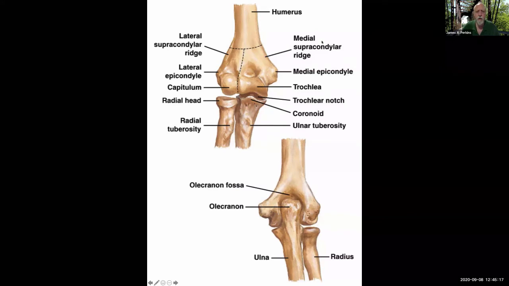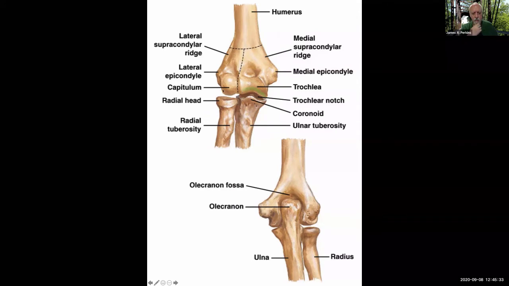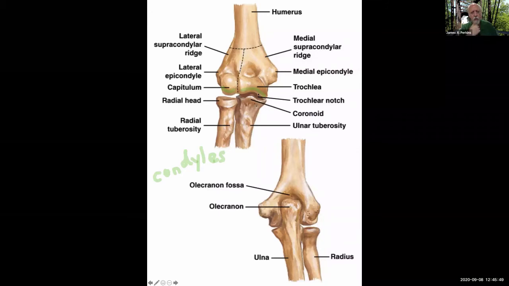First of all, at the distal end of the humerus, you have a pair of surfaces that form the elbow joint. And collectively, these are referred to as condyles. So I'll write that out here. Not very clear, but condyles. A condyle refers to an articulating surface or a joint surface at the end of a long bone.